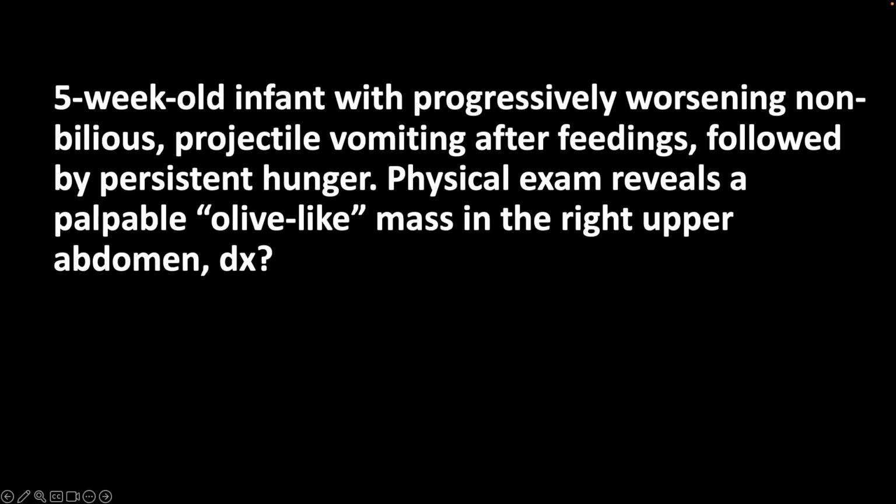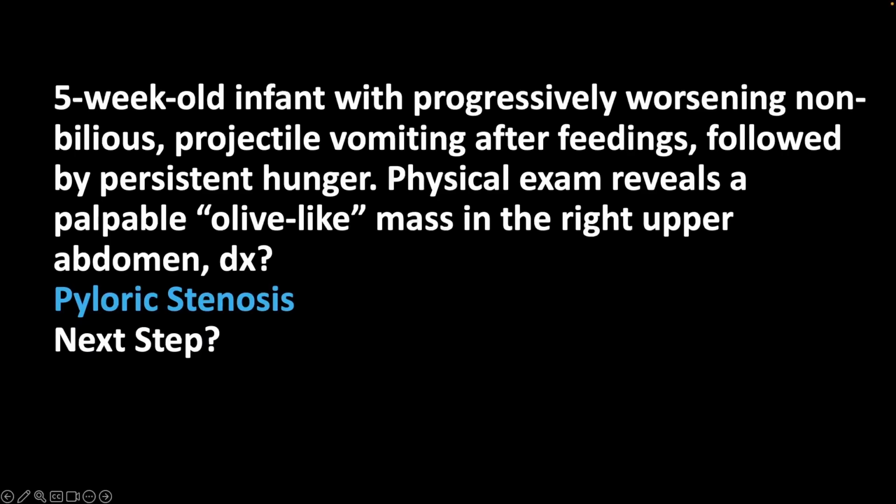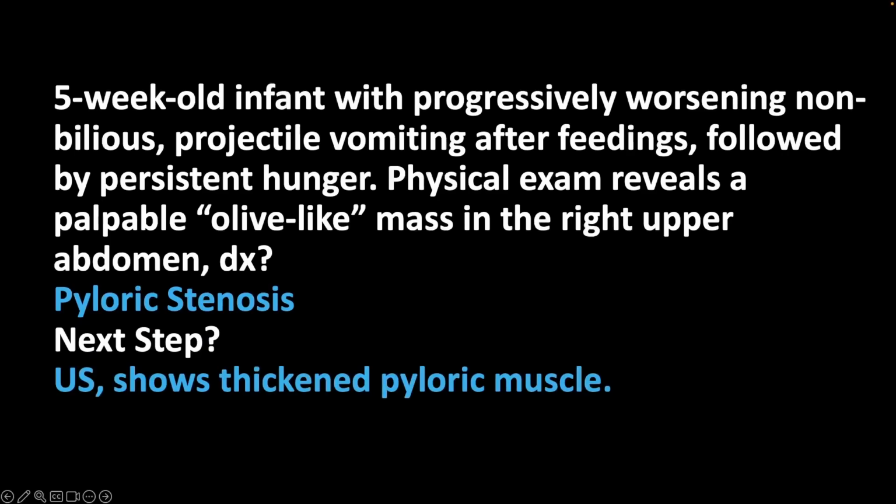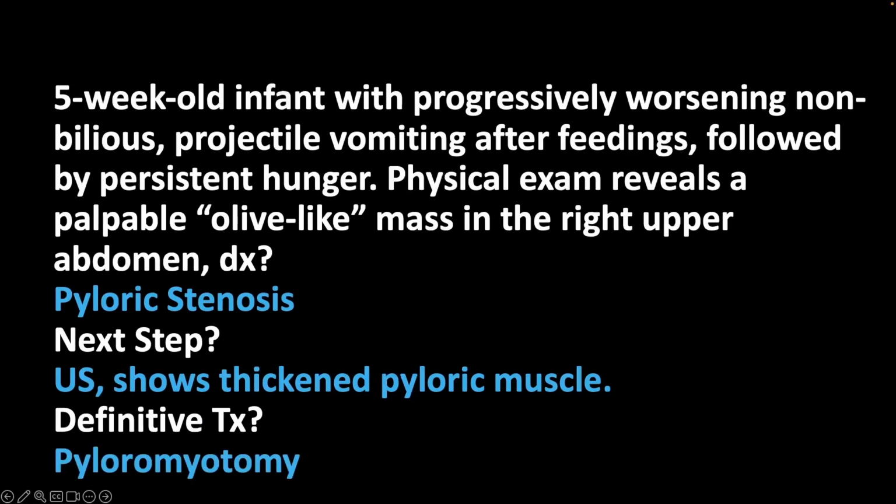Now we have a 5-week-old infant with progressively worsening non-bilious projectile vomiting after feeds, followed by persistent hunger. Physical exam reveals a palpable olive-like mass in the right upper quadrant. What's the diagnosis? This would be pyloric stenosis. And what's the best next step? Ultrasound would show a thickened pyloric muscle. And what's the definitive treatment? A myotomy.